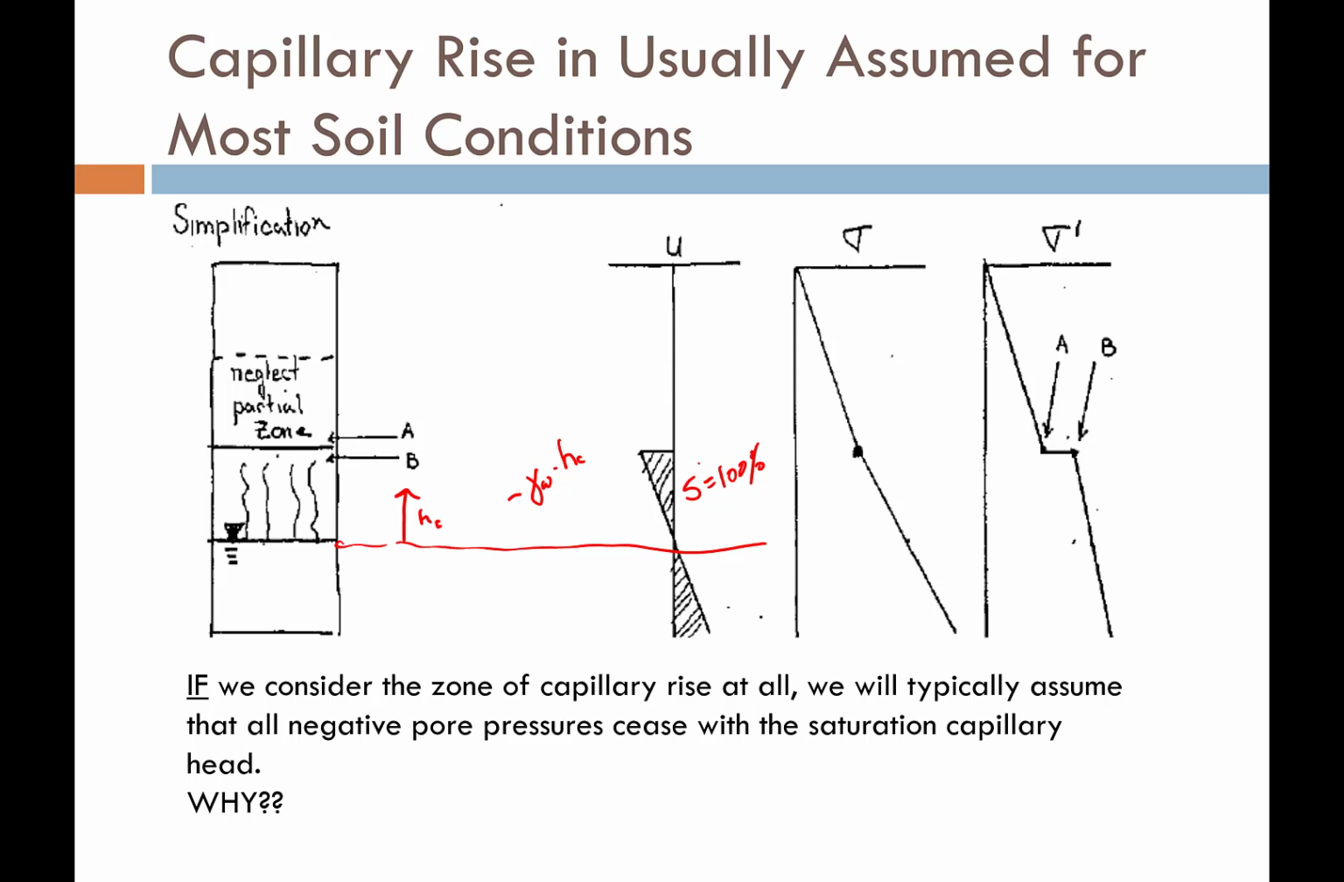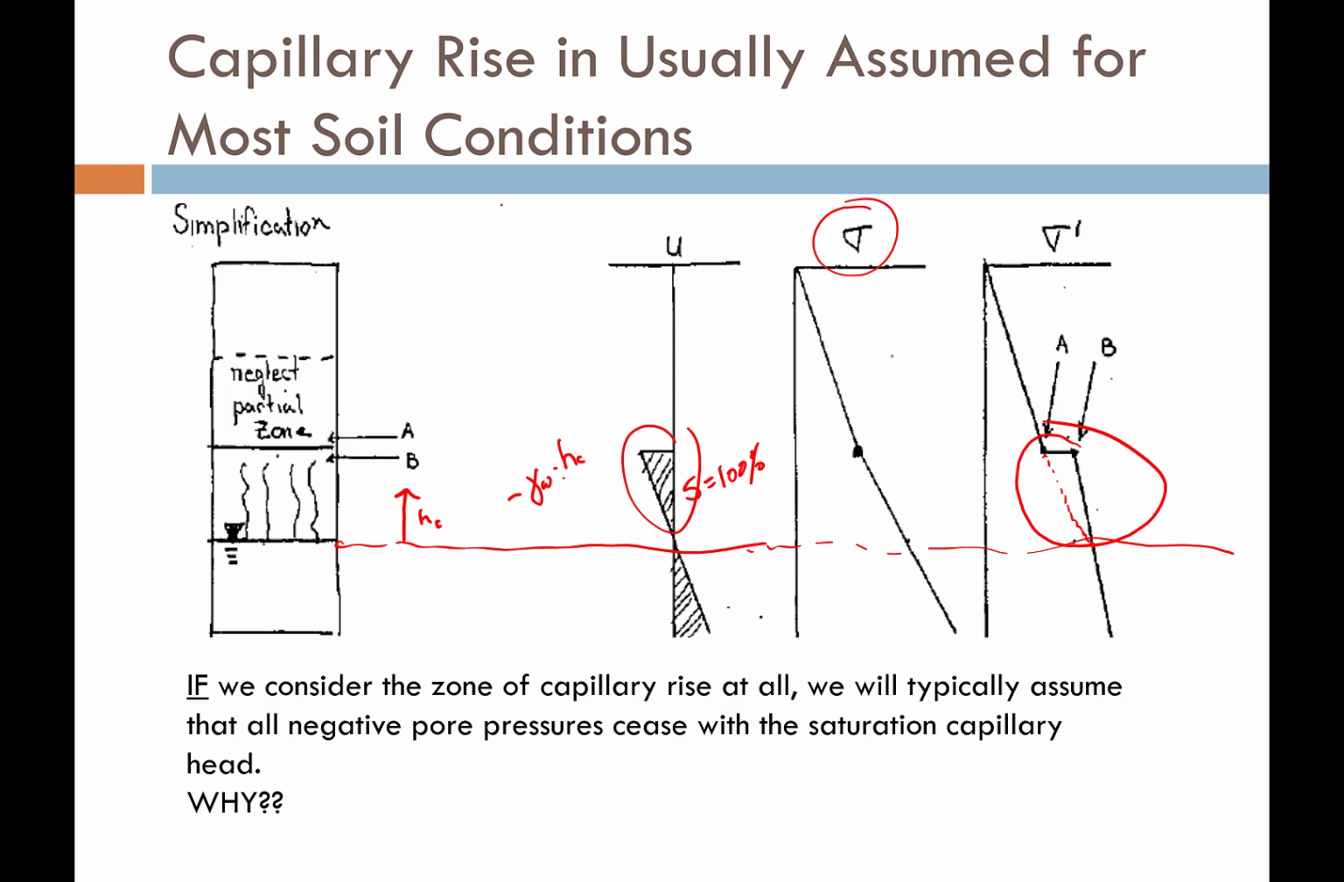And so if we then plot that with our total stress and subtract pore pressure from our total stress, we end up again with this zone right here, where instead of having the effective stress like we wanted to show it, we get an increase in effective stress due to the negative pore pressures in the zone of capillary rise. So that's typically how we account for it.